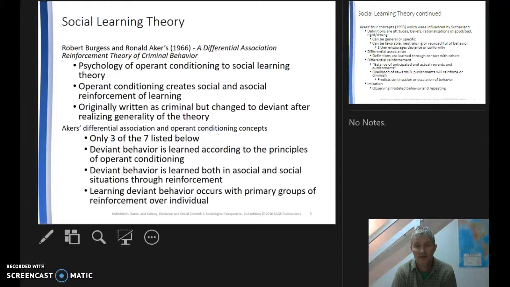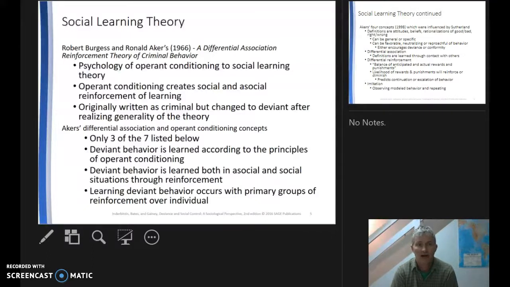Another type of theory that uses the same tenets that differential association uses is social learning theory. Robert Burgess and Ronald Akers add on to differential association with the idea of differential association reinforcement theory. This, of course, is where they add operant conditioning.